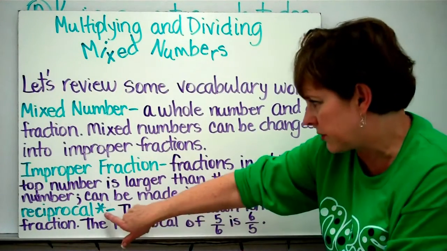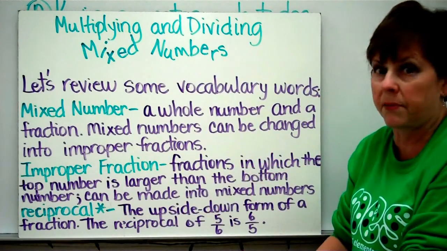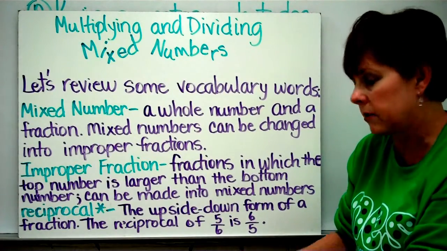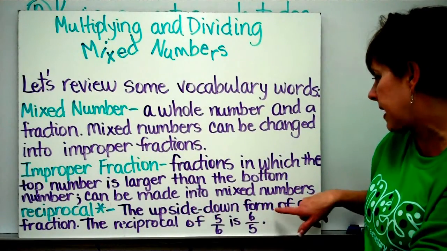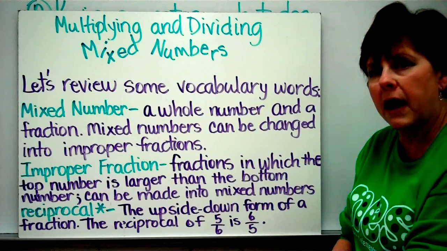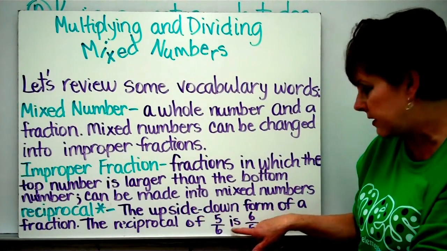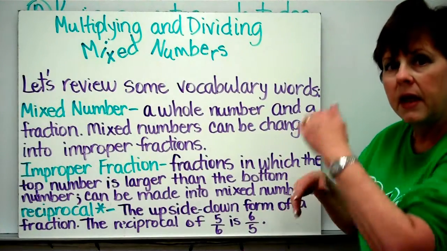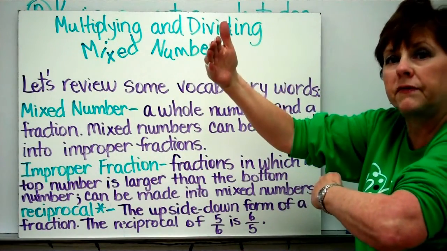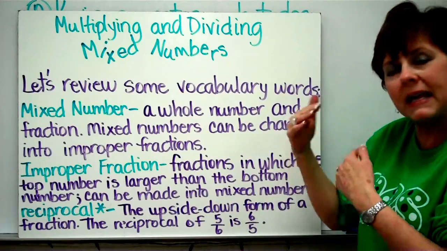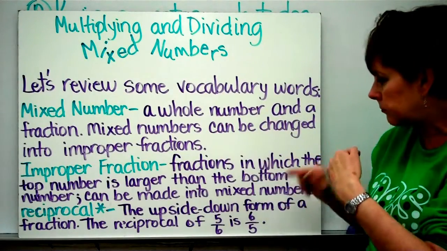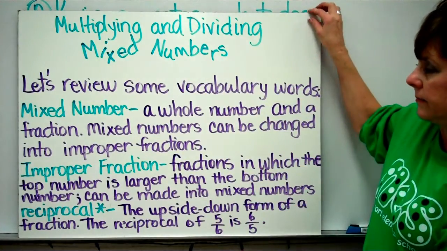Here's a word, and I've got a star by it, that we have probably not heard before. It's called reciprocal. Reciprocal is the upside down form of a fraction. For example, the reciprocal of 5/6 is 6/5. There will be times where you will be asked to flip a fraction, make it upside down form. That's what that would look like.